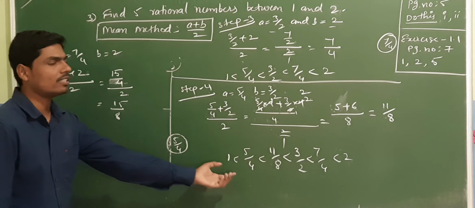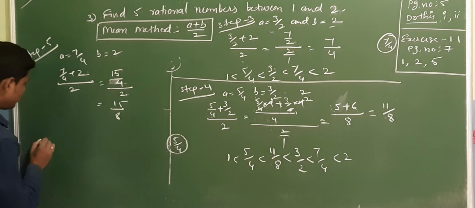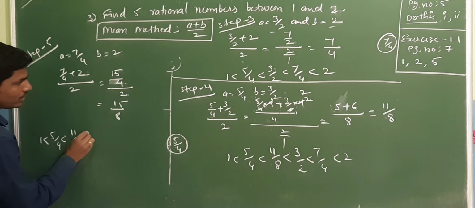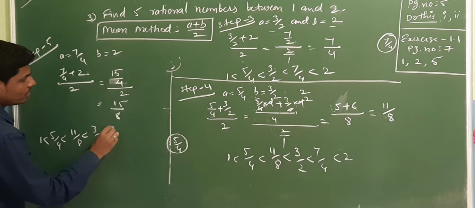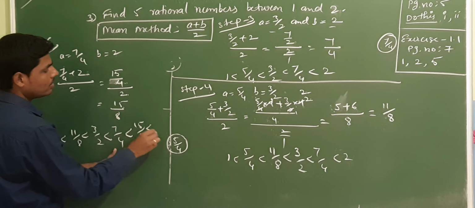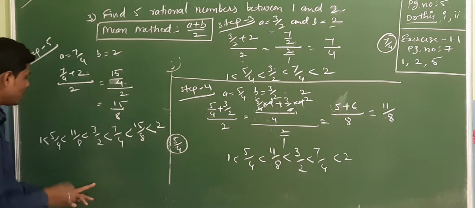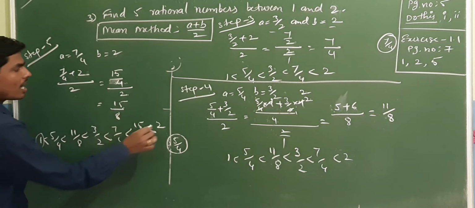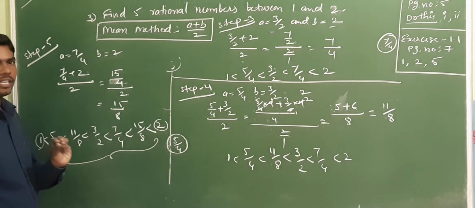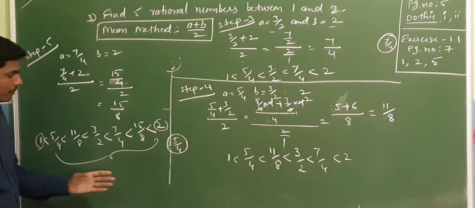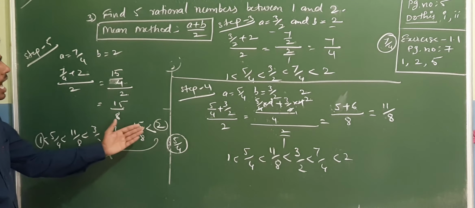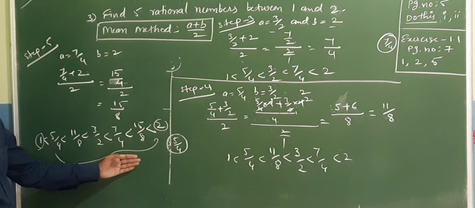Now insert this also here. That is 1, 5 by 4, 11 by 8, 3 by 2, 7 by 4 and 15 by 8, 2. See, finally, in between this 1 and 2 you got 5 rational numbers. Those are 5 by 4, 11 by 8, 3 by 2, 7 by 4 and 15 by 8.